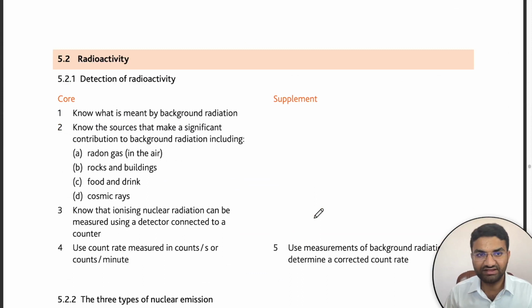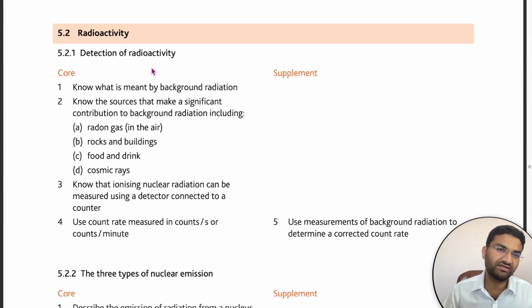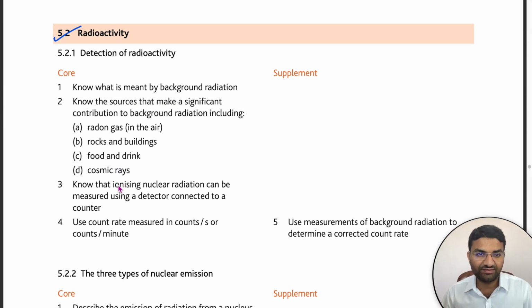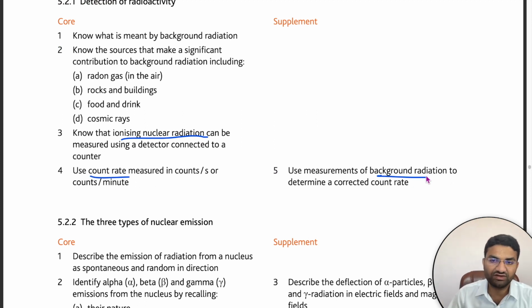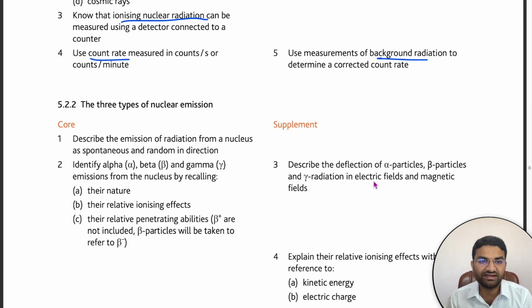These concepts are there. Next, radioactivity, the second subtopic: detection of radioactivity, the basic concepts, ionizing nuclear radiation, count rate, and next, background radiation, what background radiation is and concepts relating to it. Then the three types of nuclear emissions, alpha, beta, gamma, their nature, their ionizing effect, and penetrating abilities, we have to discuss here.